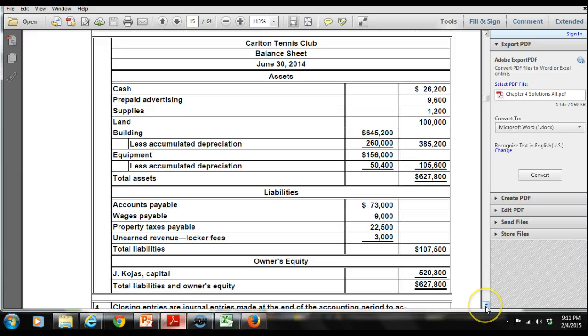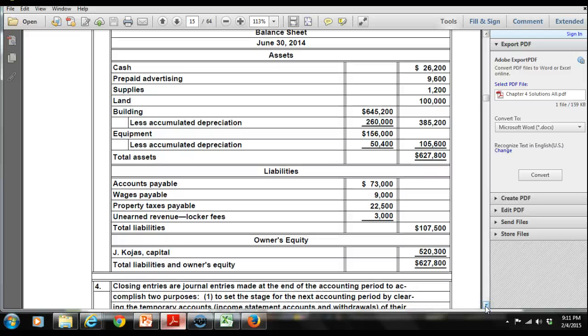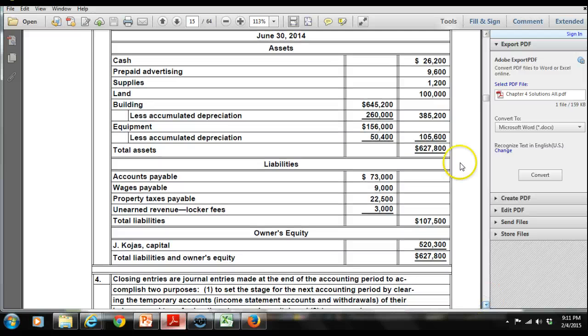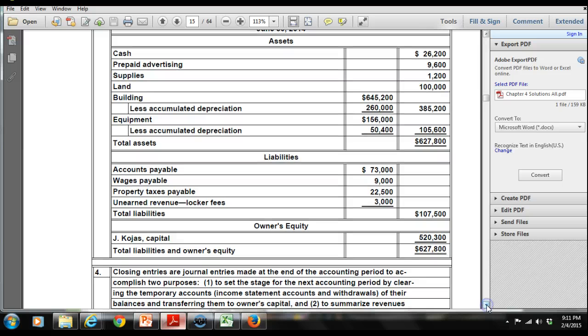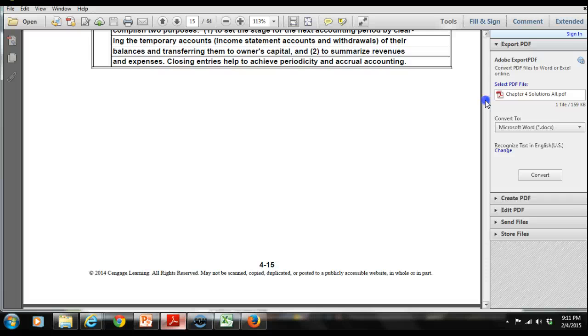So basically, the purpose of this is to see how ultimately we create the financial statements from the adjusting entries. And then we're going to basically close out those temporary accounts. And from that, increase our capital with our net income, decrease our capital account with any withdrawals.